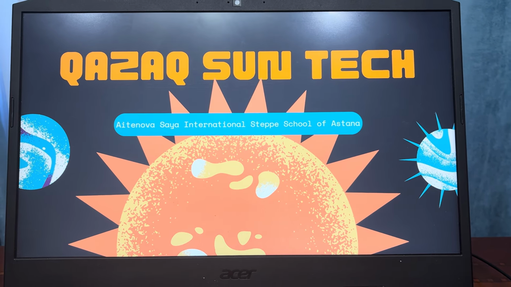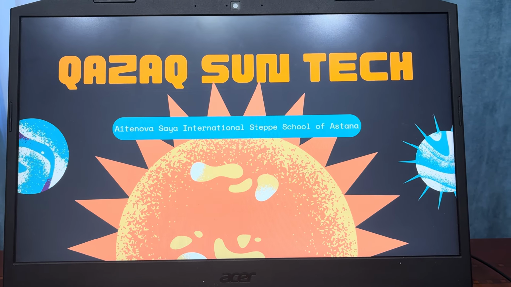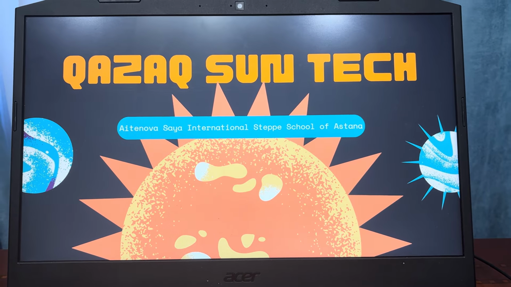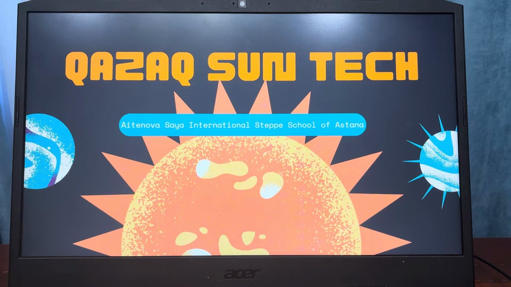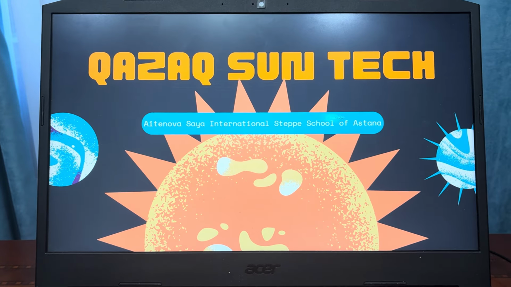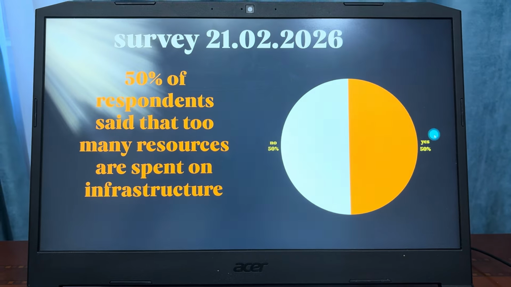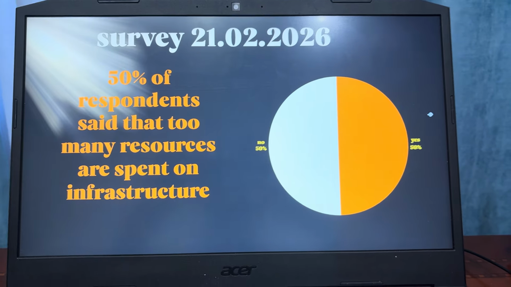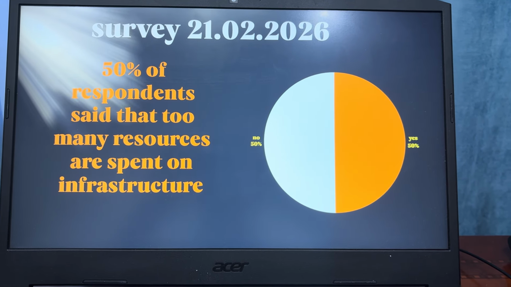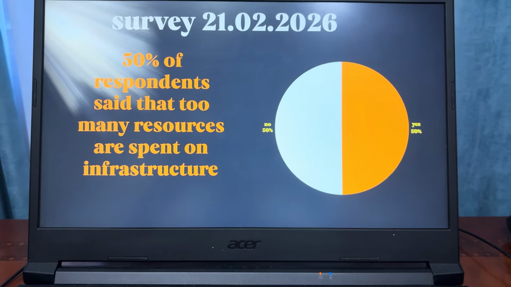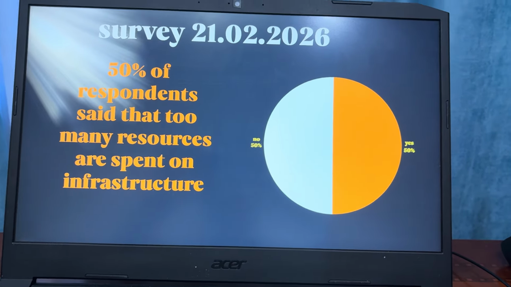I am an 8th grade student at the International STEP School of Astana, and our local problem in Kazakhstan is limits of electric energy. So I introduce my project Qazaq Tech. I made a survey in February 2026 and 50% of respondents say that too many resources are spent on infrastructure.